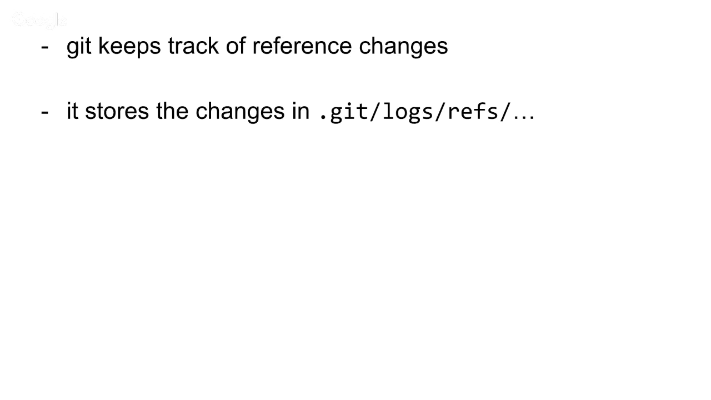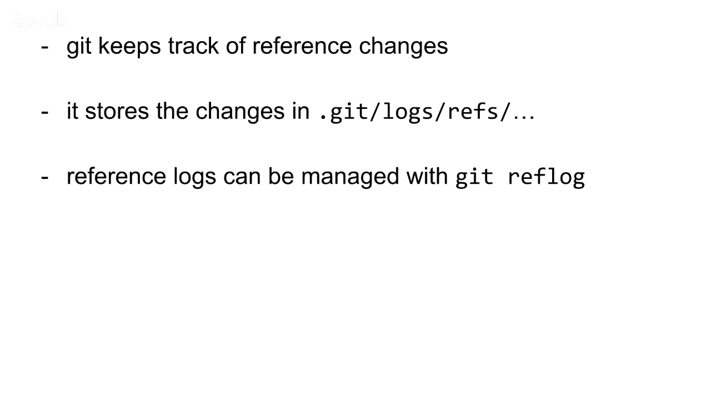Again, in the Git directory, we've got logs and the refs. Every time we pull or push a branch, every time we do a Git reset, something changes. For example, we create a new commit or we delete a branch. All this is stored in logs, and Git allows us to manage those logs with Git Reflog.